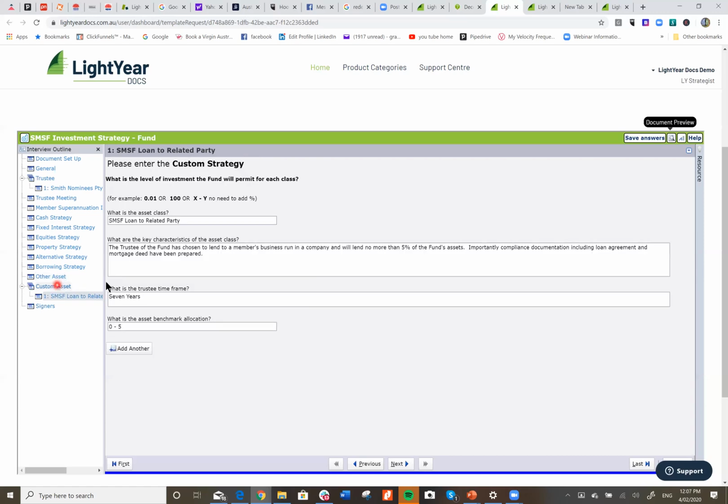So here I've got a custom asset, which is an SMSF loan to a related party. I've gone through, and this is my, I've put in the trustee of the fund has chosen to lend to a member's business in a company. So you remember you can change this at any point in time, no more than 5%. Important compliance documentation, including loan and mortgage deed being prepared. What's the trustee time frame, so on.